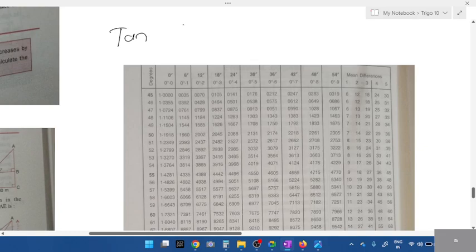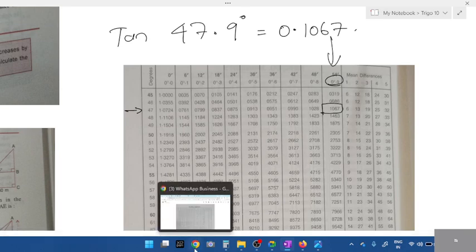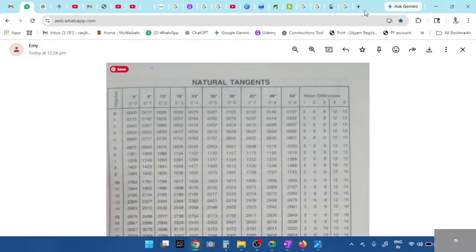Tan 47.9 degrees, 47.9. So how do you check tan 47.9, students? Go up to 47 here. Can you see the 0.9 column? Just 47.9. It is not 1067. You have to add a 0 point along with it: 0.1067. No, actually, you're supposed to add just a minute. 47.9.